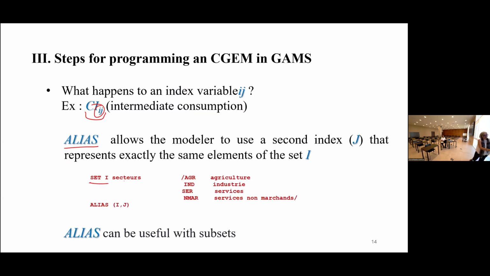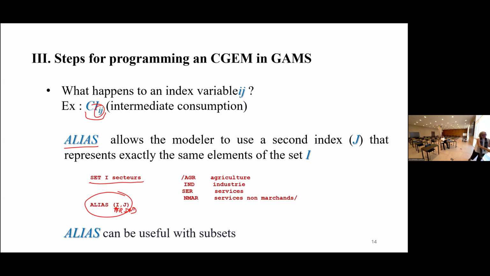Here I declare the set as previously: agriculture, industry, services, and non-tradable services. Okay, it's the sectors that I have in this economy, and I use the alias because when I want to model the intermediate consumption, I declare to GAMS that I and J are the same index. But here I can have agriculture, and J can be industry in the model.